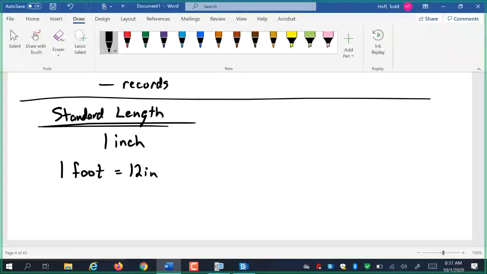Actually, there are a couple things that they still use them for: most livestock. Horses, cows, sheep, goats, they still use hands as a comparison for measuring height.